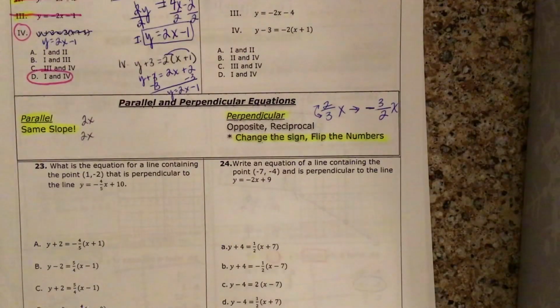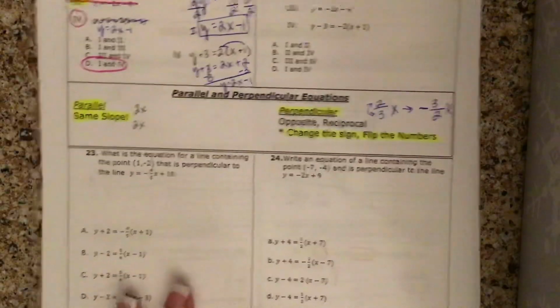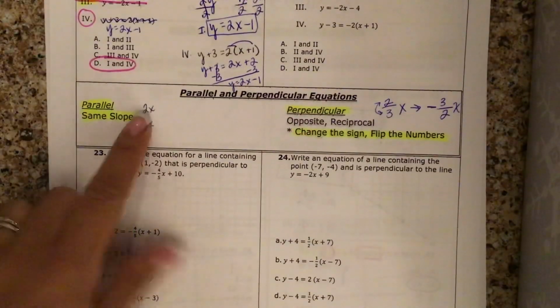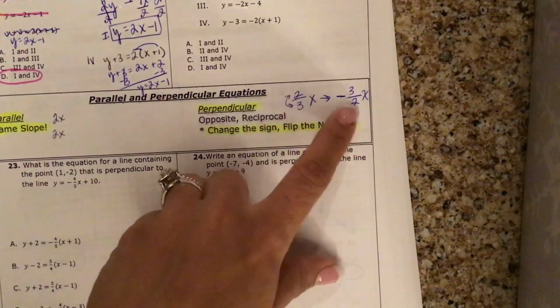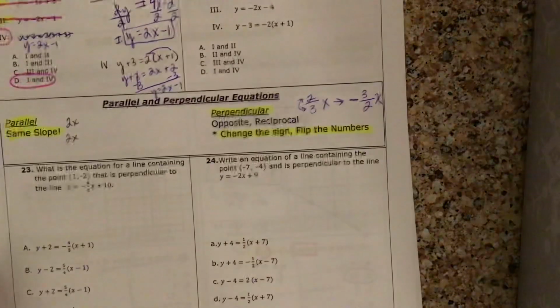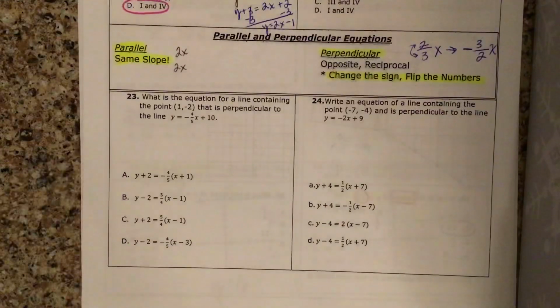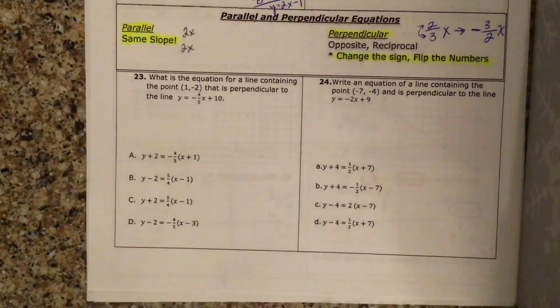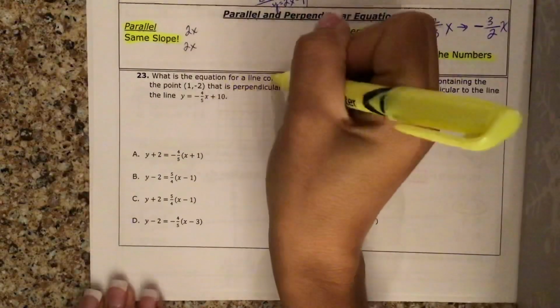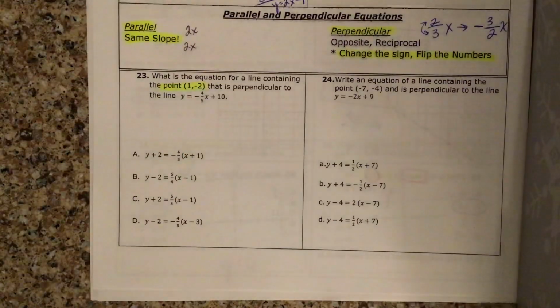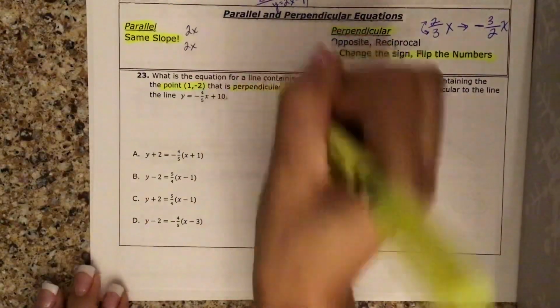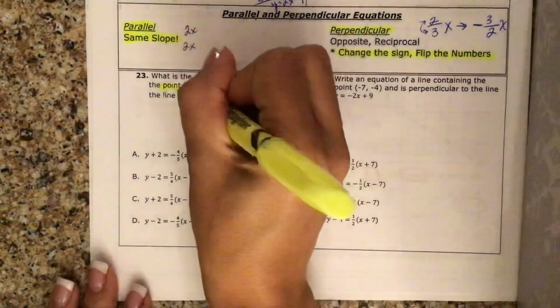So that's how we get perpendicular and parallel. Parallel is the same slope, same number in front of your x. Perpendicular is opposite reciprocal. We change the sign, we flip the numbers. So let's put that into action, just a couple questions, and then we're done. Number 23. It says, what is the equation of the line that contains the point 1, negative 2, and is perpendicular to this equation?